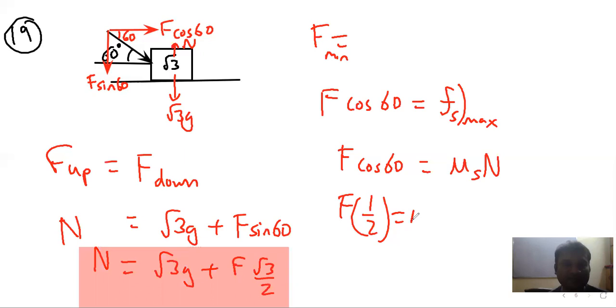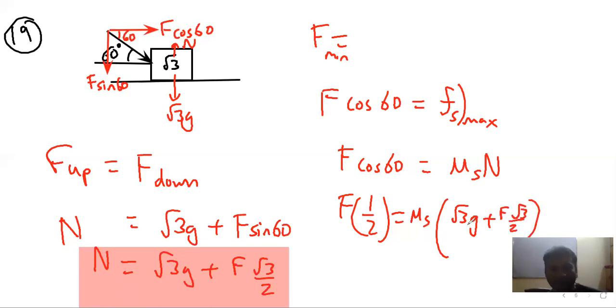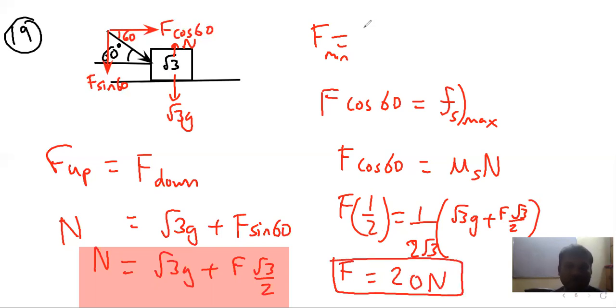So mu S into N, which is root 3g plus F root 3 by 2. Now, from this, I'll calculate the value of F, but mu S, let us substitute as 1 by 2 root 3. So mu S is given as 1 by 2 root 3. So on doing these calculations, we'll find that for question 19, the force applied will come out to be 20 Newton. So the minimum force is 20 Newton. So the correct answer here is option A.